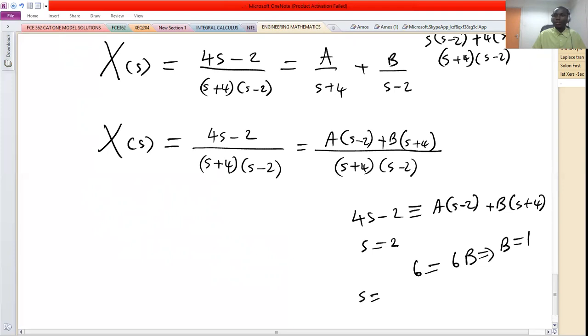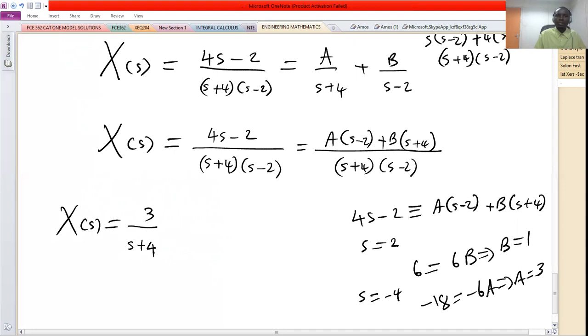When you set S to be minus 4, then minus 4 by 4 is minus 16 minus 2, minus 18, equals to minus 4 minus 6A. So it tells you that A equals to 3. So telling you that capital X of S equals to A, which is 3 over S plus 4, plus B, which is 1 over S minus 2.